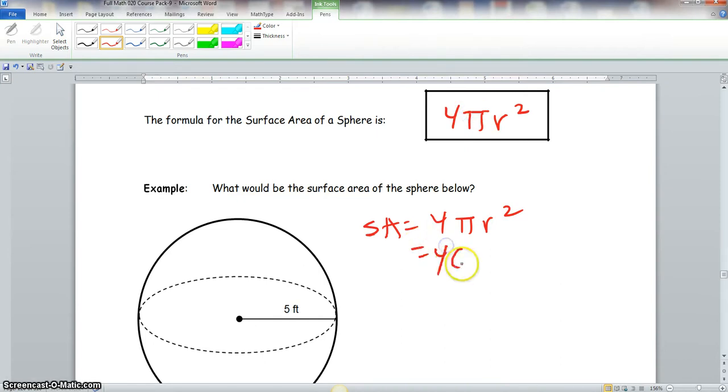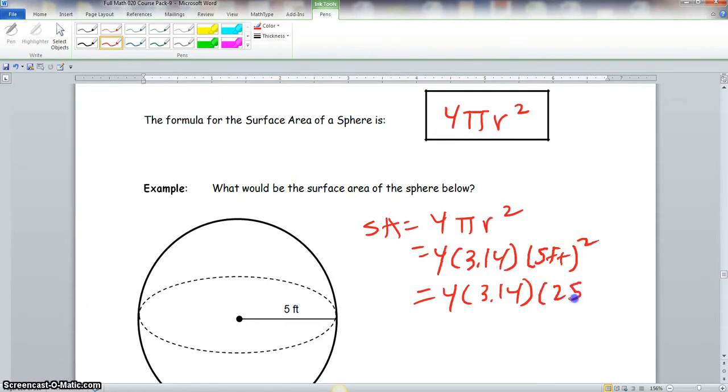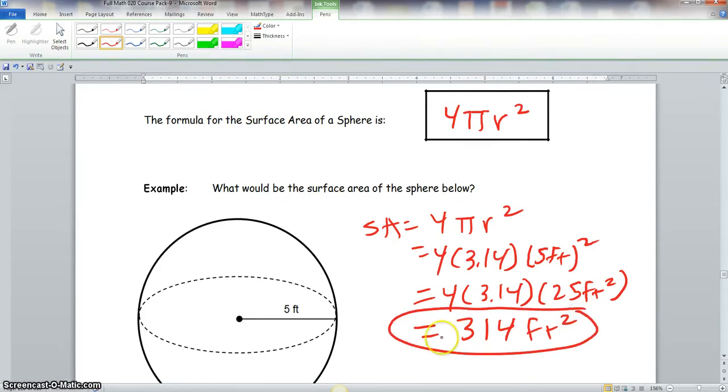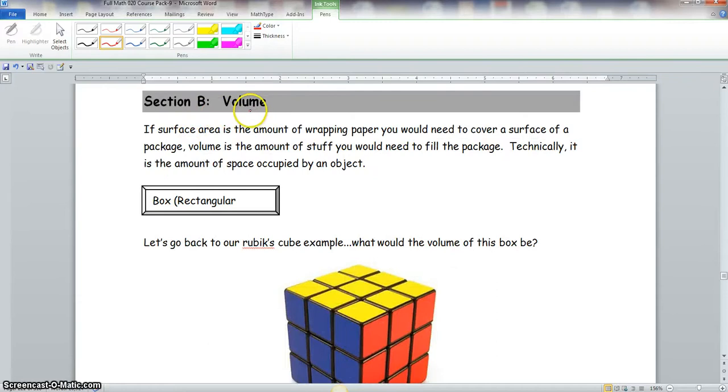So we have 4 times 3.14, and we're given a radius as being 5 feet. And that's squared. So it'd be 4 times 3.14, and 5 squared is 25, and feet squared would just be feet squared. Now when we multiply everything out, it'll give you 314 square feet. And that is the surface area of this sphere.